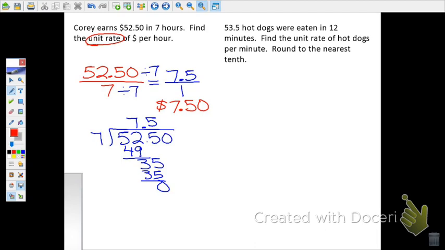So let's find the unit rate of hot dogs per minute. So hot dogs goes in the numerator. The minutes go in the denominator. We want to find that. What? Oh, my goodness. I don't know where I got 15.5.